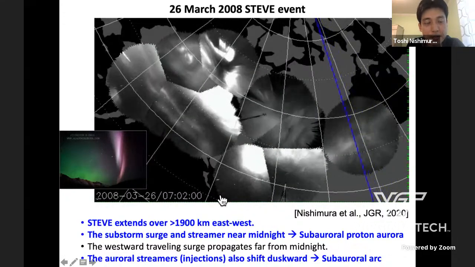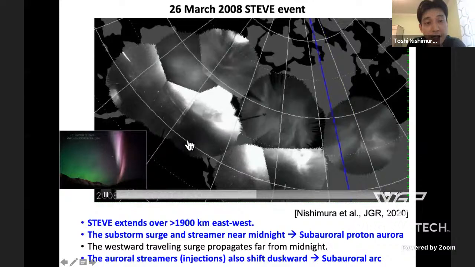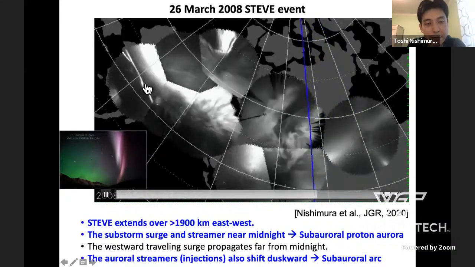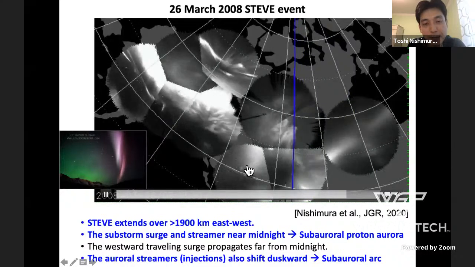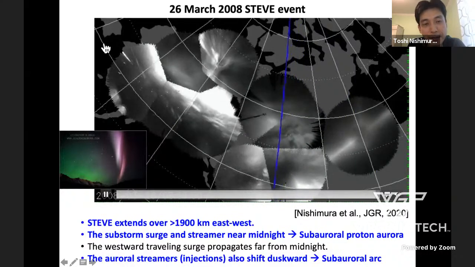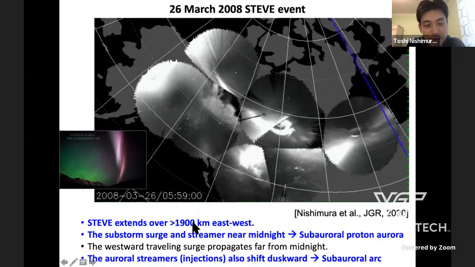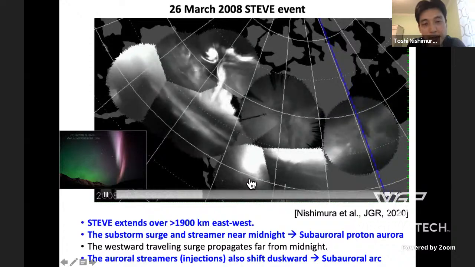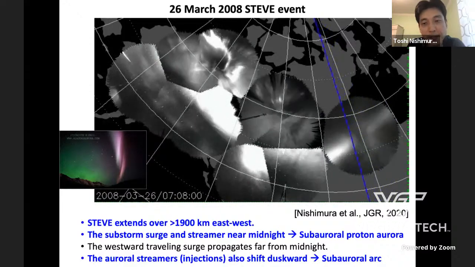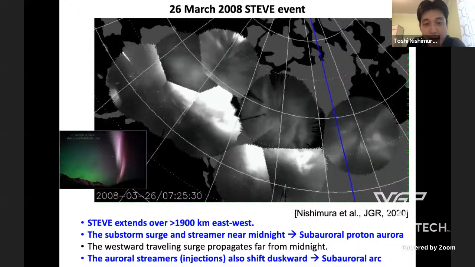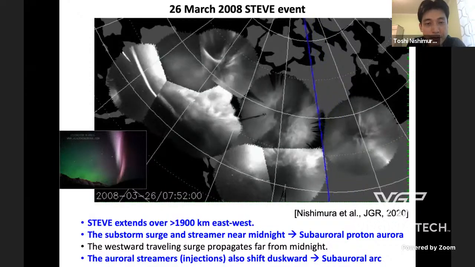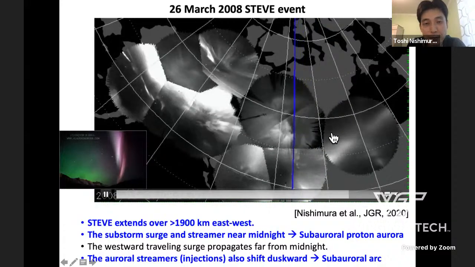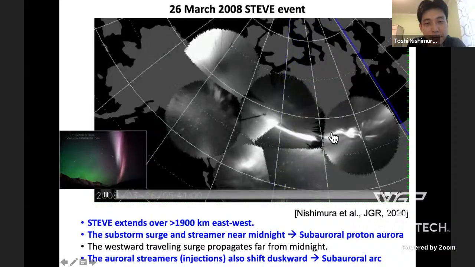So this is one of the nice STEVE events measured in multiple all-sky cameras. This is STEVE measured by 4 continuous all-sky cameras of the THEMIS network. So we saw that STEVE extends almost 2,000 kilometers in east-west. Probably this is one of the biggest, the longest STEVE events we have witnessed. And the interesting thing in this event, I should say, is that we see pretty much the full cycle of the STEVE occurrence.